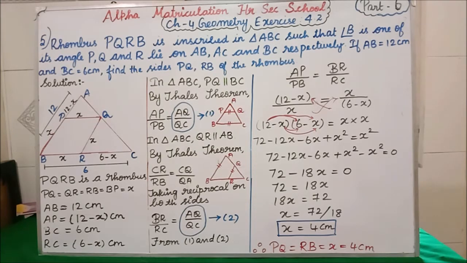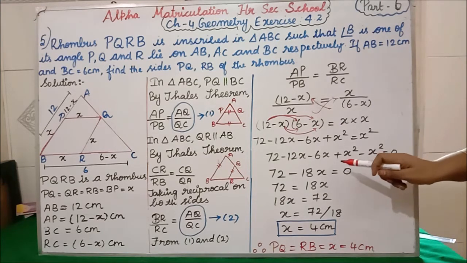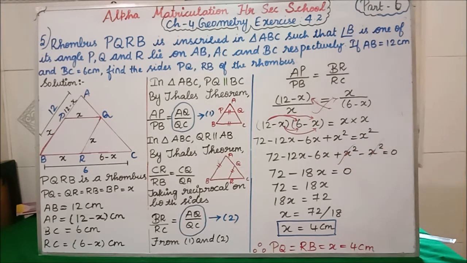The next step, this X square, if it comes inside, what will happen? Minus X square. Then nothing is there, means equal to 0. This remaining 72 minus 12X minus 6X plus X square. This plus X square and minus X square will get cancelled.